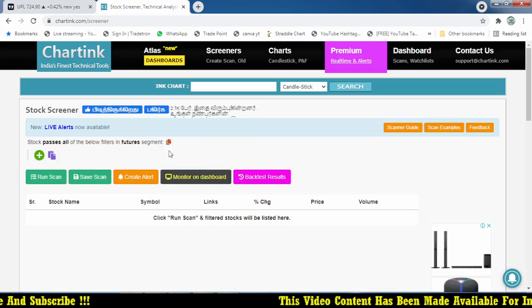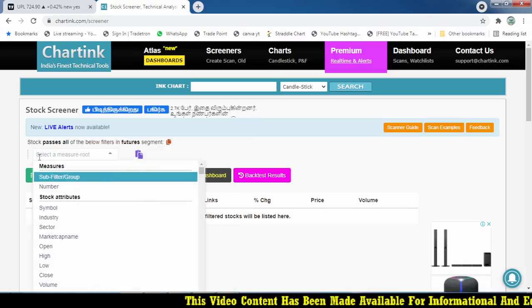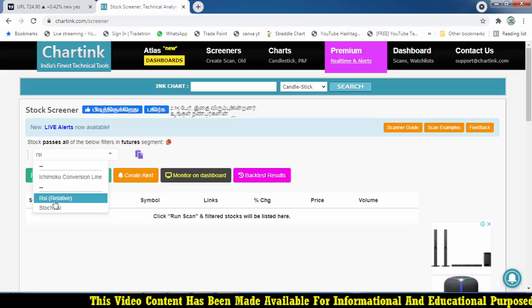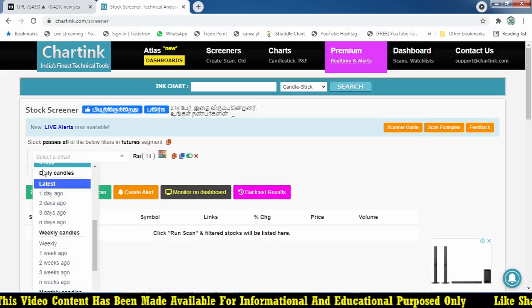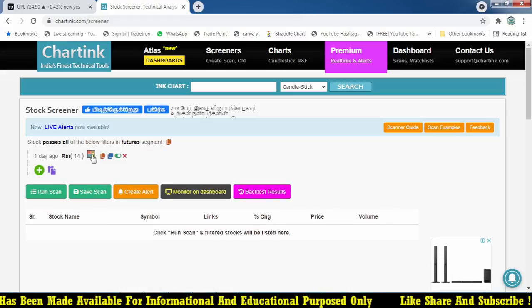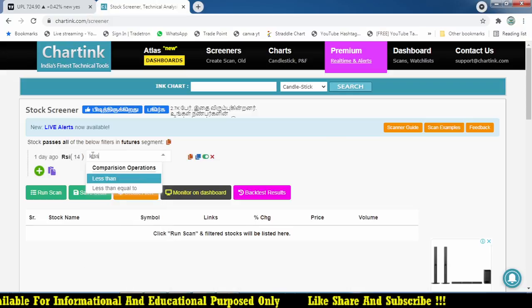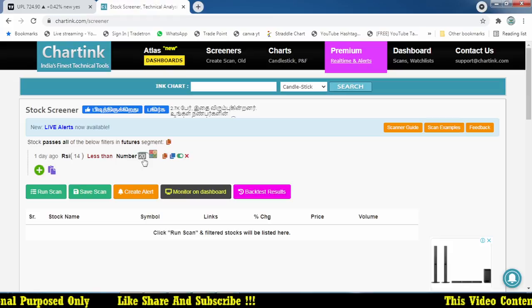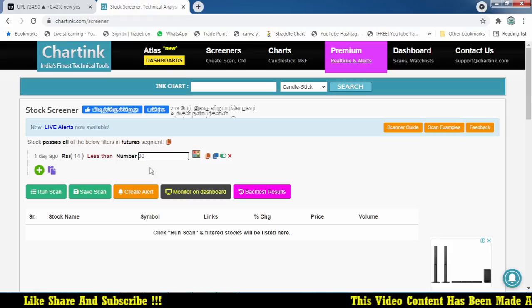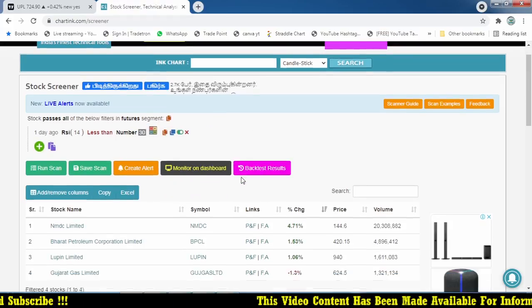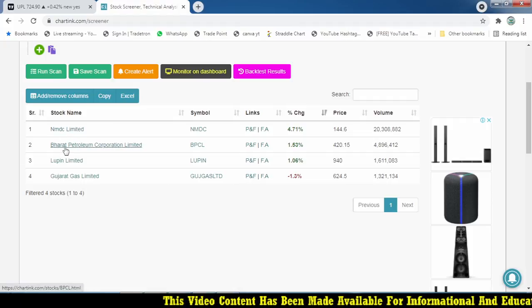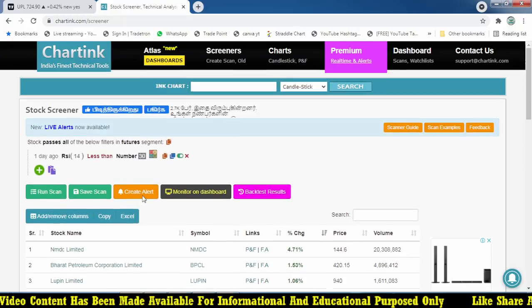So this is the futures stock list. Now for the RSI, relative strength index, 1 day ago, the RSI should be less than 30, because the previous RSI should be less than 30. I'm going to take those stocks whose RSI is less than 30. Let's say NMDC, Bharat Petroleum, BPCL, Lupin, Gujarat Gas. These are stocks where the RSI 1 day ago is less than 30.